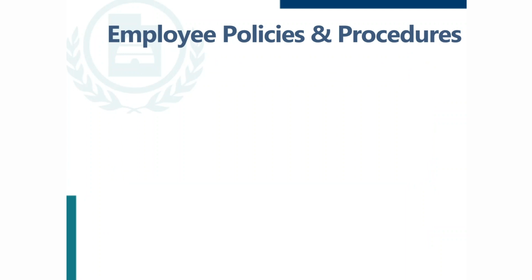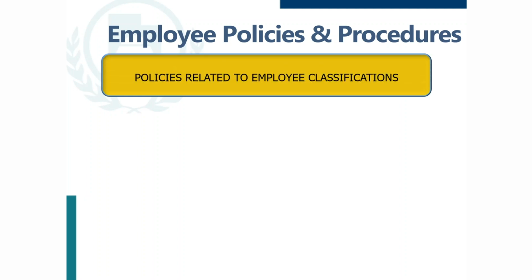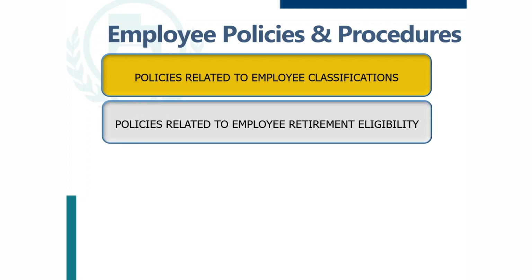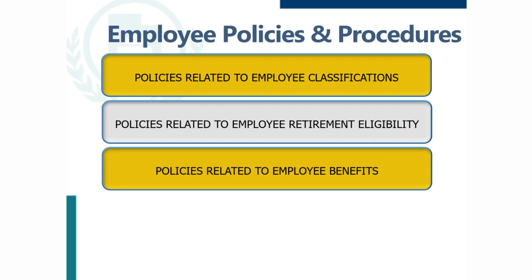Next, we're going to ask you for policies and procedures. We're not asking you to provide us with a 300-page document because we're not going to read every single thing. We're looking for very specific policies. We need policies that are related to how you classify your employees. We need policies that are related to retirement eligibility, and we need policies that are related to employee benefits. When do they start getting vacation? When do they start getting sick leave?